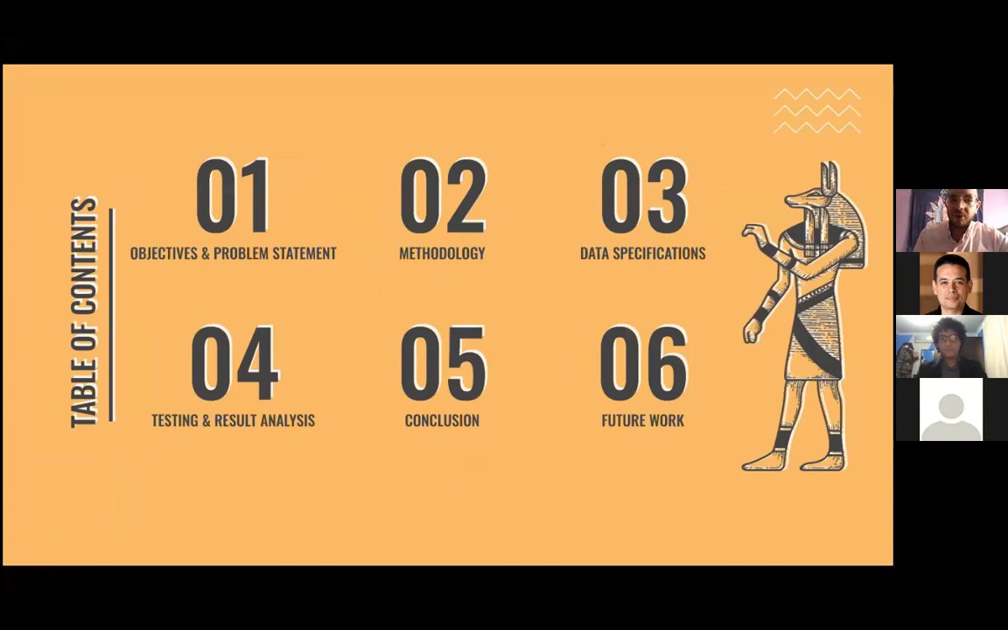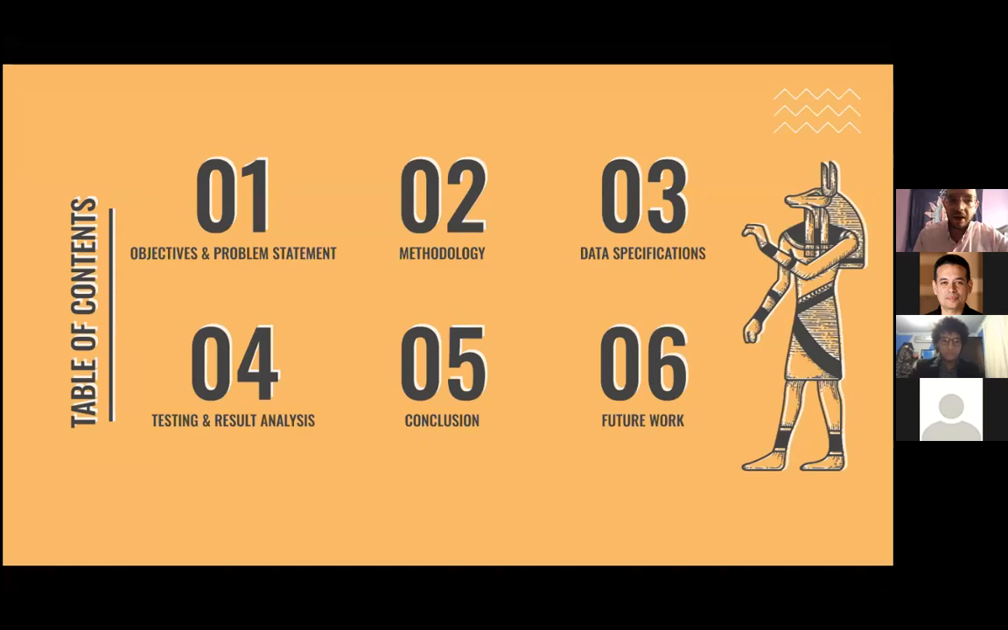So we'll be starting with the objectives and problem statement, where we are going to remind you of what exactly we are doing and what we are trying to solve. And then we move on to the methodology, where we go through all the stages we need to conduct in order to reach our final results.